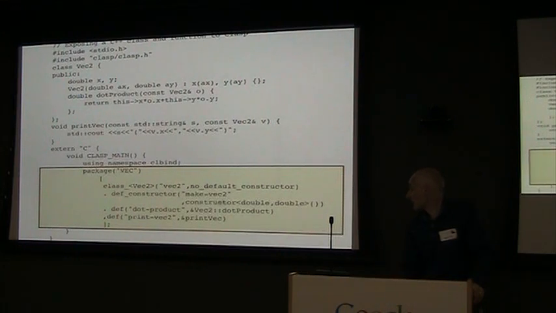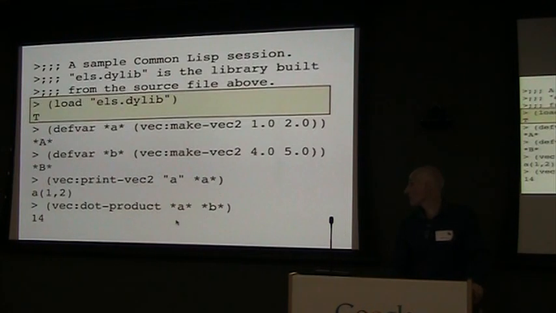You can define a constructor here, so it makes a function called makeVec in Common Lisp that you give two doubles and it'll return a vector object. And then expose the dot product method and expose the printVec function. Here's Common Lisp. You just load the compiled library in with load.